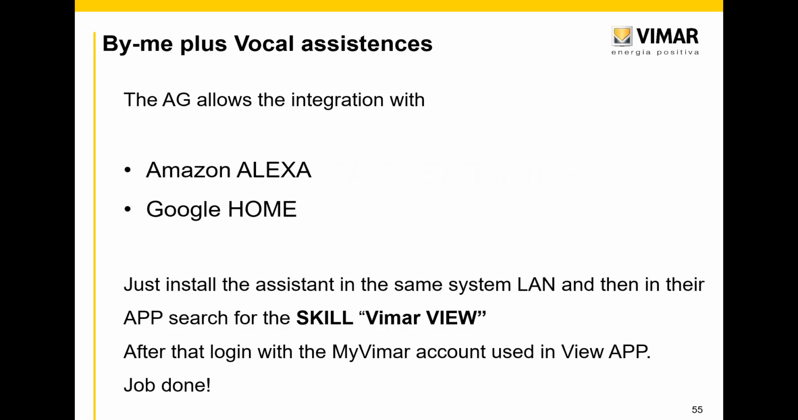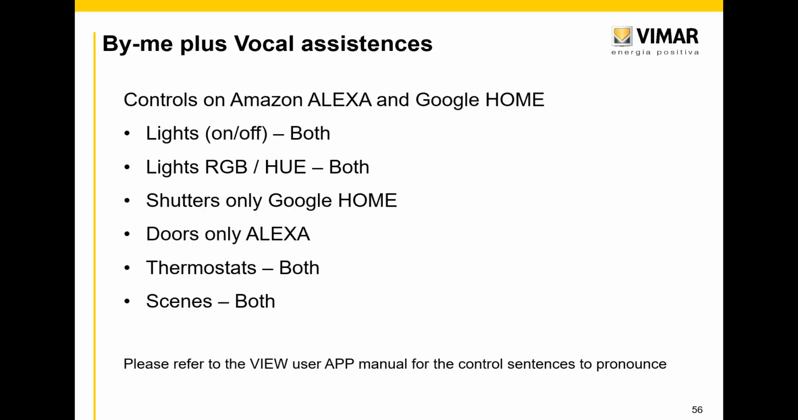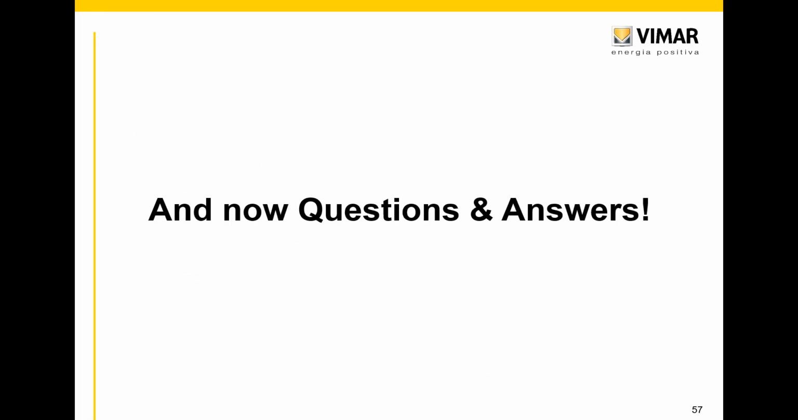Just as I introduced, enable the skill VMware View. Automatically, Alexa and Google Home will be able to recognize and manage everything. There are small differences among the two vocal assistants. Anyway, refer to the manual for the pronunciation. Okay, so this is really the system introduction.